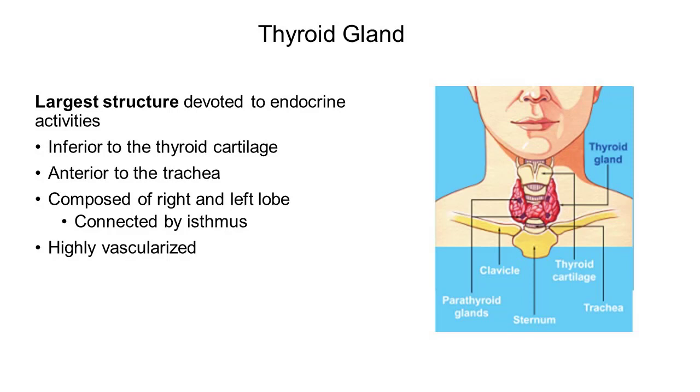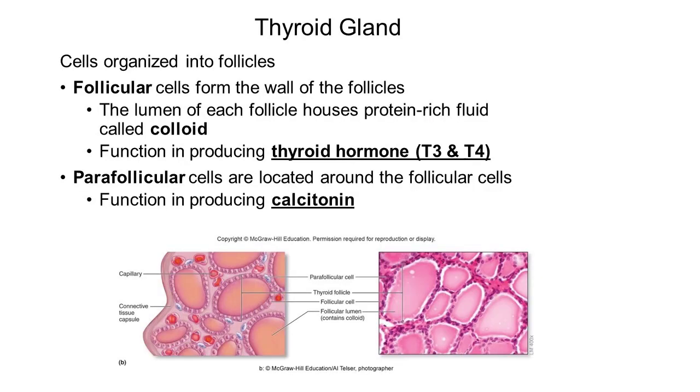Is it any surprise that we have an endocrine gland that is highly vascularized? You understand what vascularized means? What does that mean? Lots and lots of blood vessels. So if you're working on the thyroid, you're going to have a lot of bleeding. So that's something that you also need to watch out for.